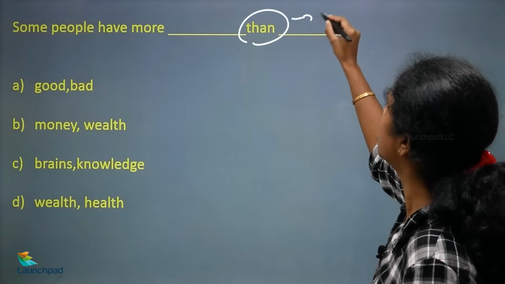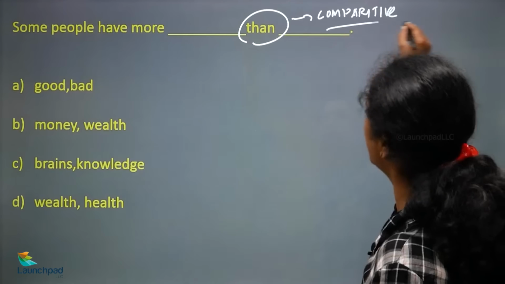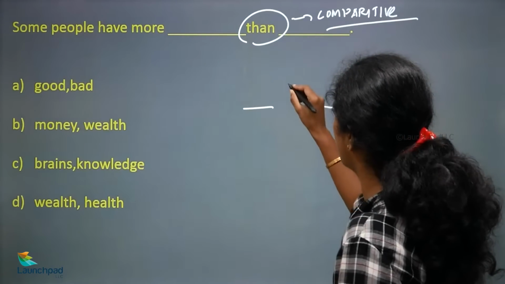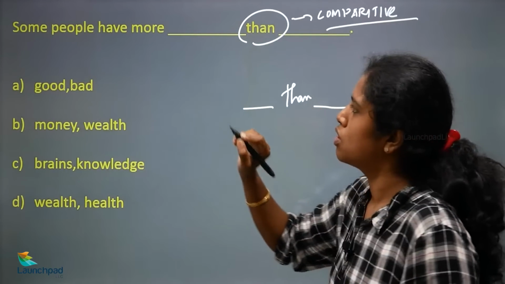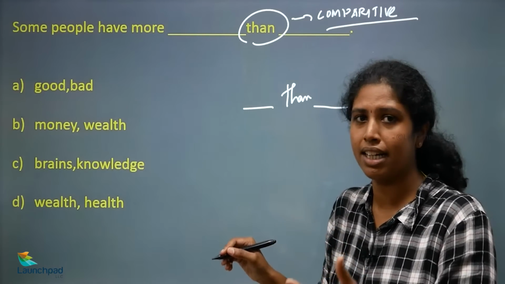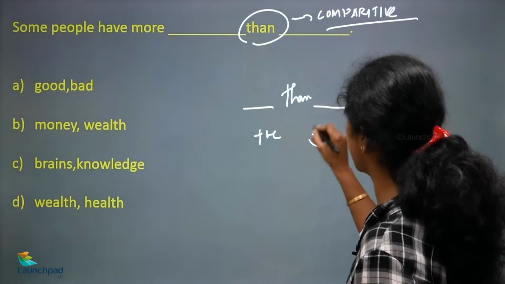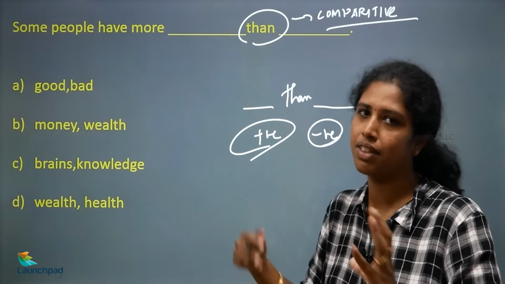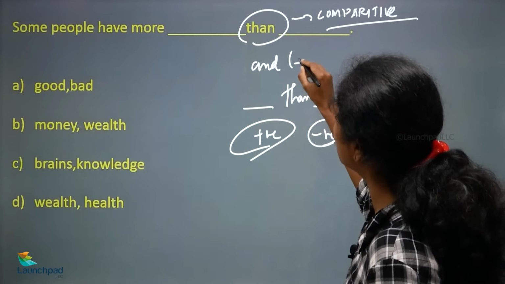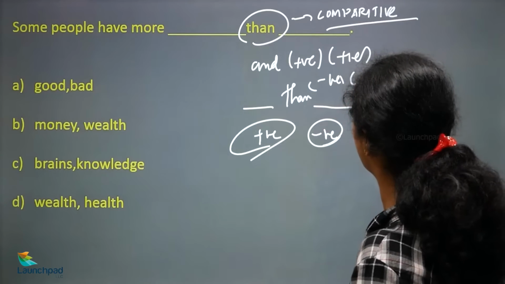Again you have a comparative degree form here, okay? But what is the context here? You have two blanks, okay? "Than." So some people have more dash than dash, which means when you're comparing, there are chances that one is positive and one is negative, because you're comparing one with the other. Yes, because in case it has "and," then both would be positive or both would be negative, okay.